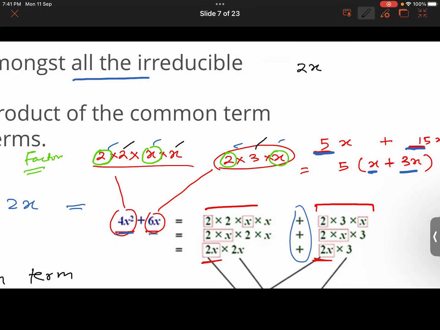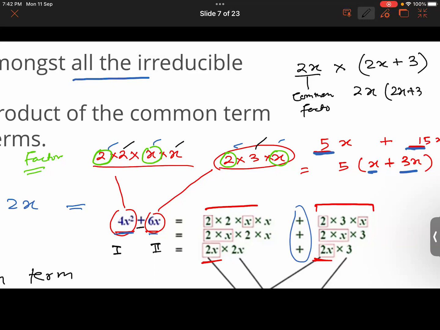So you will write the common factor, and it will be multiplied with whatever is left. What is left? This 2 and x, we can write it as 2x, and then 3 is left here. Now, between expression 1 and expression 2, they are in addition. So whatever term is left, you will write the sign of addition in between them and put them in a bracket. So it becomes 2x multiplied by (2x plus 3). Is that clear?